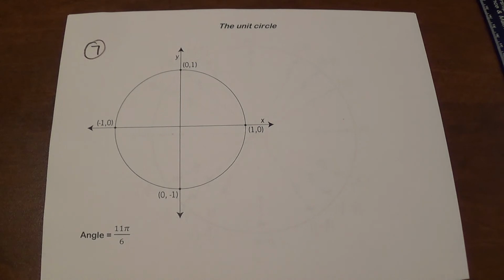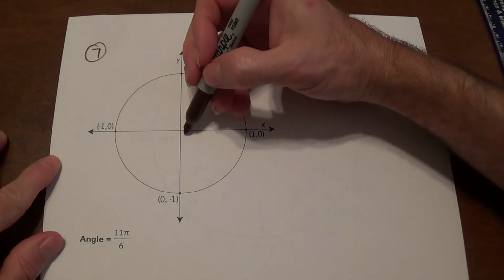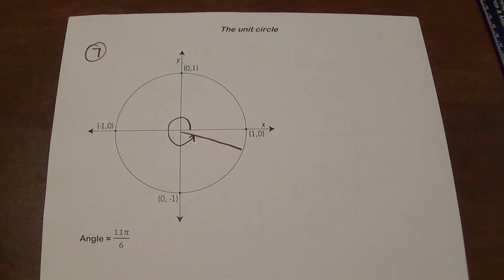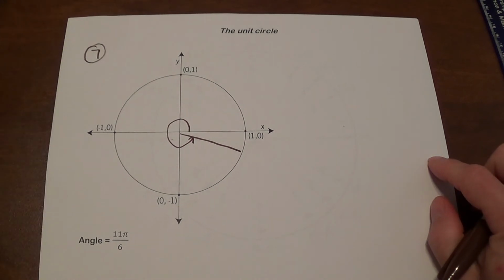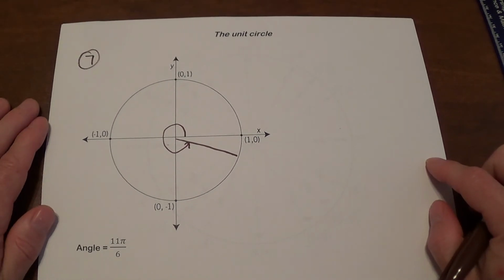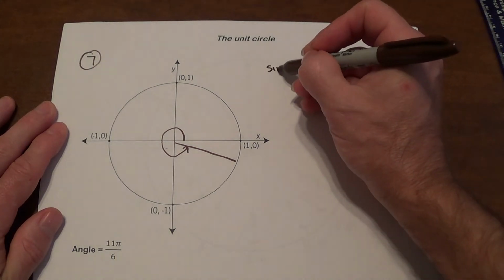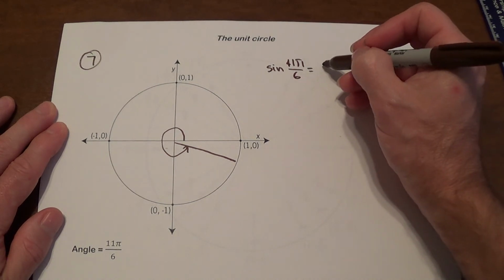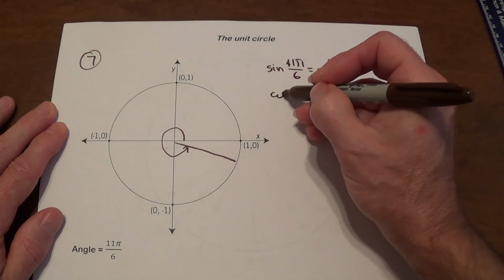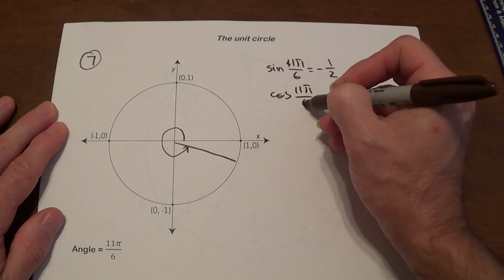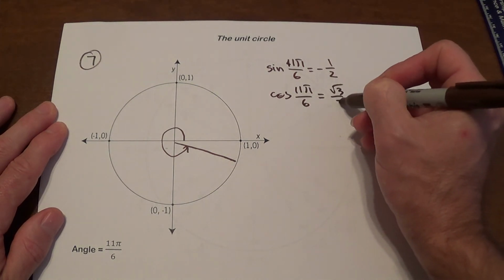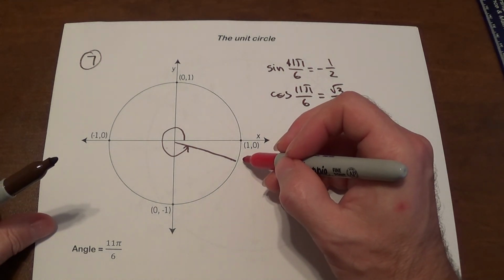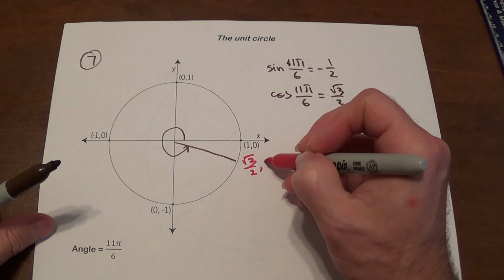And one more example, 11 pi over 6. 11 pi over 6 is going to be right about here. We're almost completing a full revolution. So the question is, what are these values? Sine of 11 pi over 6 is going to be negative 1/2. Cosine of 11 pi over 6 is going to be square root of 3 over 2. So that point on the unit circle has coordinates square root of 3 over 2, negative 1/2.